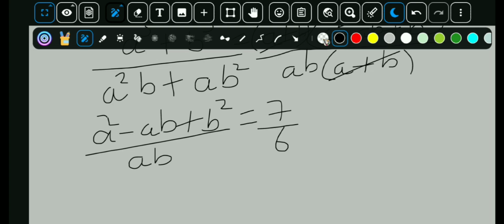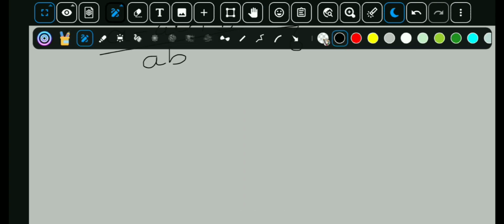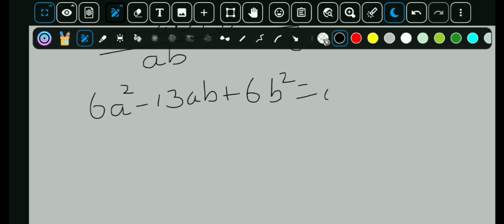Now just do the cross multiplication and write a simple equation in terms of a and b. So the equation will look like 6a² − 13ab + 6b² = 0. This is the equation you will get after doing the cross multiplication and then writing it as one single equation.